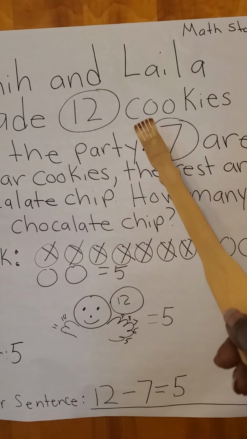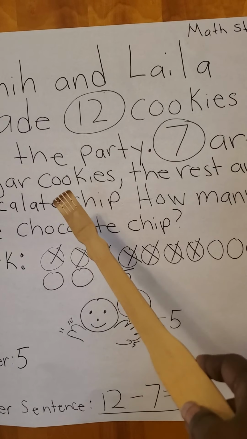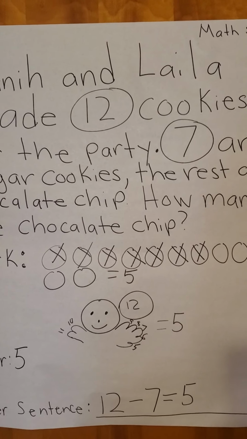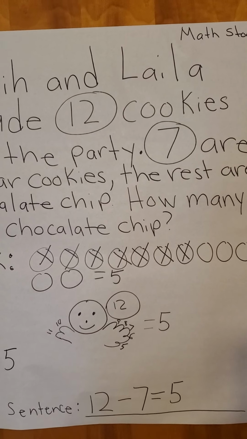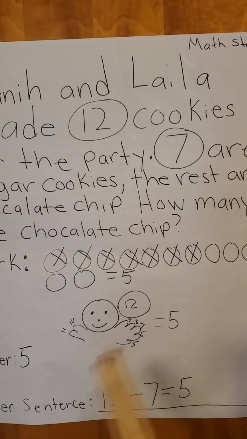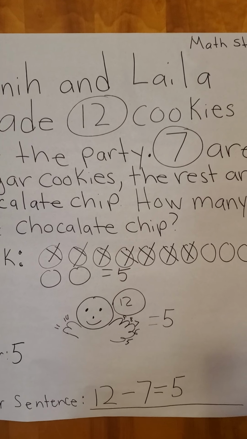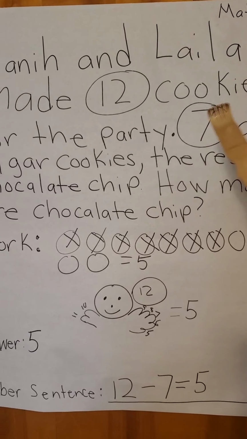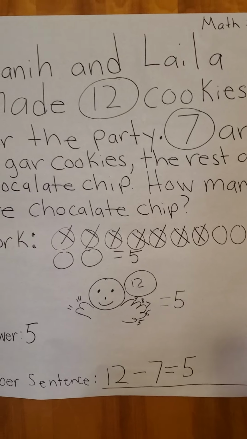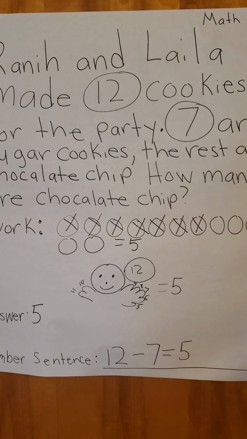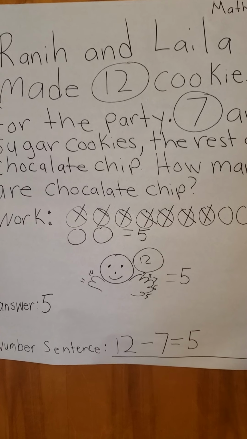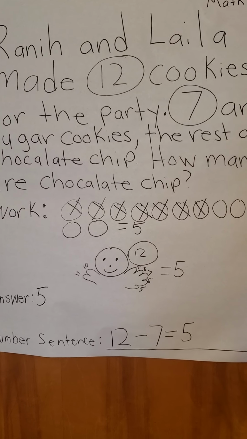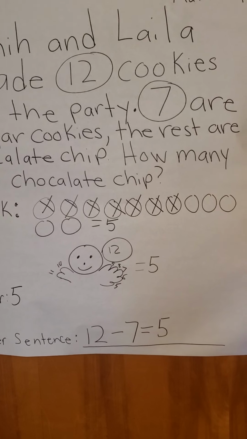And I know we have 7 sugar cookies. We know that for sure. So I'm just going to take those off because we don't want to know about the sugar. We want to know how many chocolate chip cookies. I'm taking 7 off because we don't care about the 7 sugar cookies. We're taking those away so that we know how many are left. And then we know that those are chocolate chip cookies.